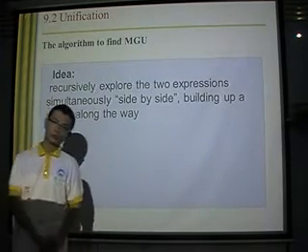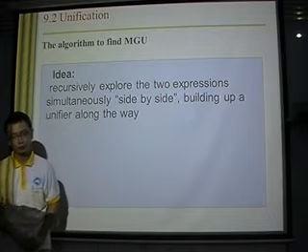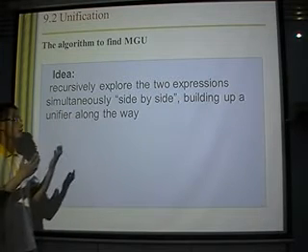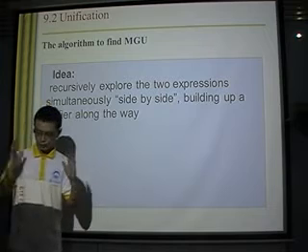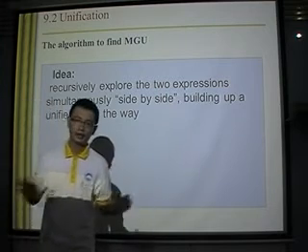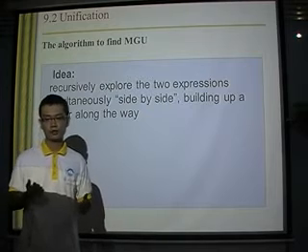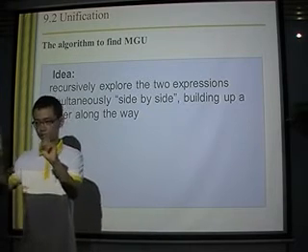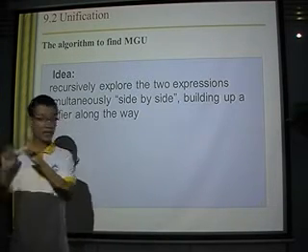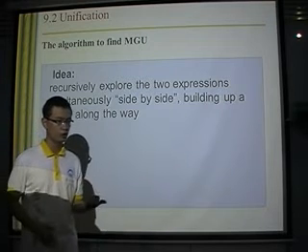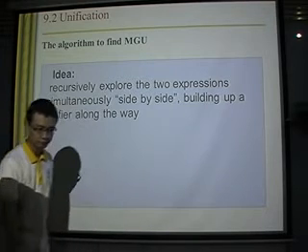And next, I'll talk about the algorithm to find the MGU. The algorithm will recursively explore the two expressions. We can just record what we do in mind when we are trying to unify two sentences. We scan each corresponding position of the two sentences side by side. And this is exactly what the program wants to do, but in a recursive way.